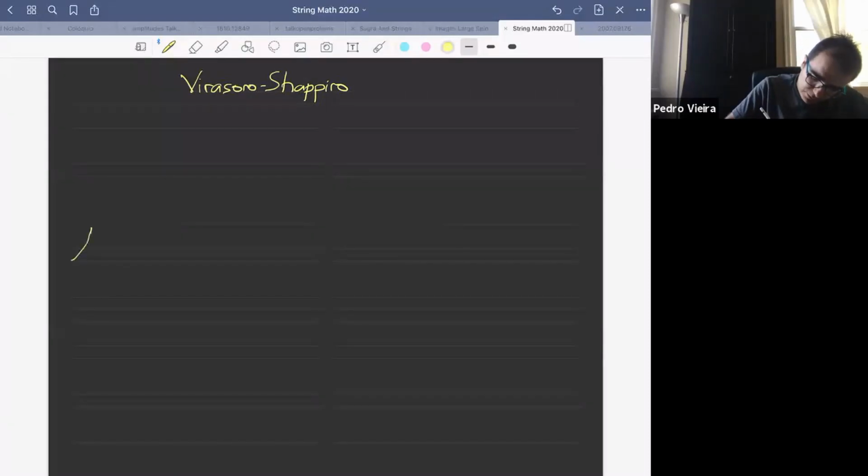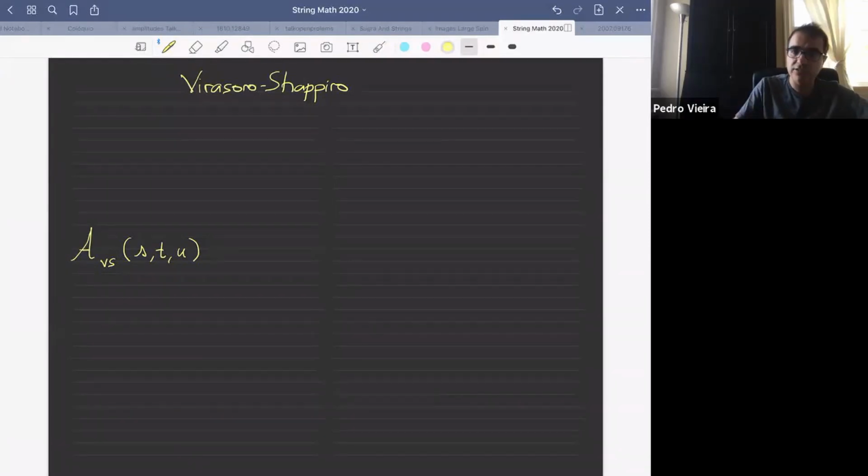So let's suppose I have my Virasoro-Shapiro amplitude. It depends on the Mandelstam invariants, S, T, and U. Of course, they are not independent. S plus T plus U is equal to 0, but it's convenient to write it as a function of the three to highlight crossing symmetry, which is permutation of these objects.